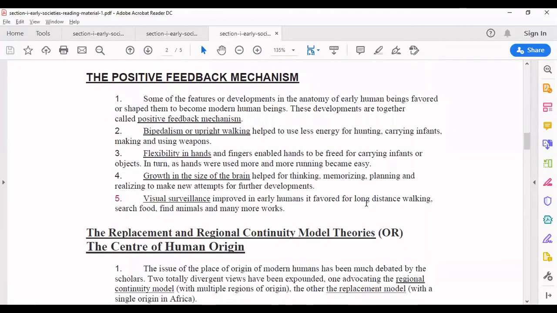We also saw the positive feedback mechanism. So some of the features or developments in the anatomy of early human beings favored or shaped them to become the modern human being. So these developments together are called positive feedback mechanism.